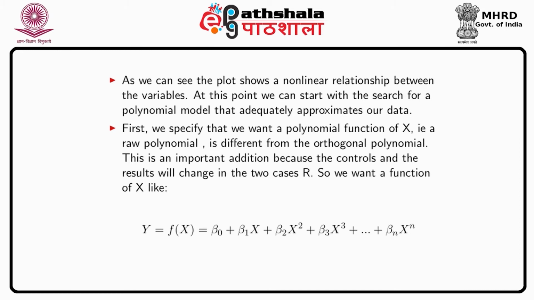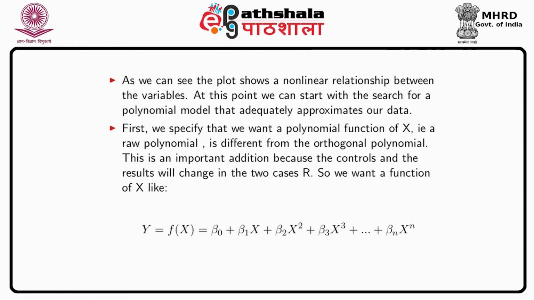So first we specify that we want a polynomial function of x, that is a raw polynomial, which is different from the orthogonal polynomial, which we can also fit. Now this is an important addition because the controls and the results will change in the two cases. So in case we want to fit an orthogonal polynomial, that has to be separately mentioned while fitting a model to the data. So we want a raw polynomial which is of the following functional form. Y is a function of x given by beta 0 plus beta 1x plus beta 2x square plus beta 3x cube plus beta nx^n, where n is the order of the polynomial.